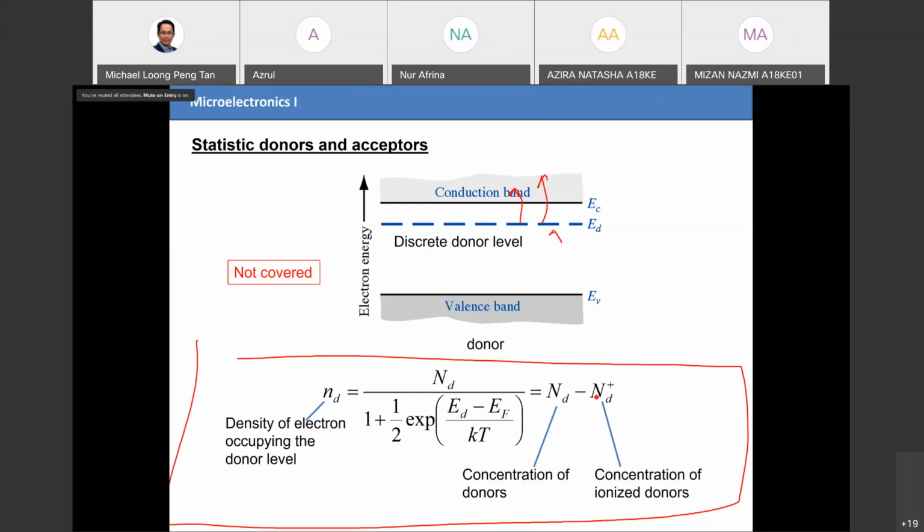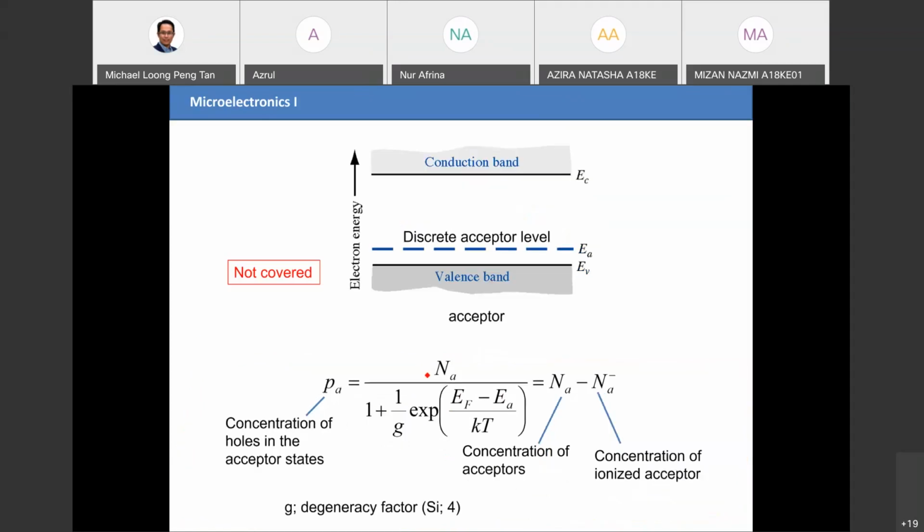Then this is ND minus ND plus, and if you want to use an expression, this is the expression you can use: ND over 1 plus half exponential in bracket ED minus EF over kT. Then similarly, the same thing is for holes: you say NA over 1 plus 1 over g. Now g is the degeneracy factor here. Silicon has 4. If you put 4, this one is half here. Then you do a similar thing, and then you minus, and you get it.